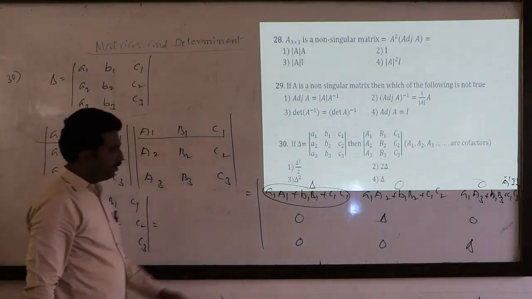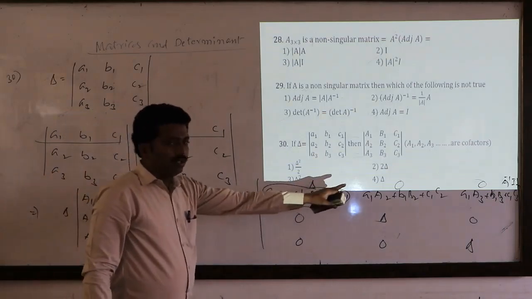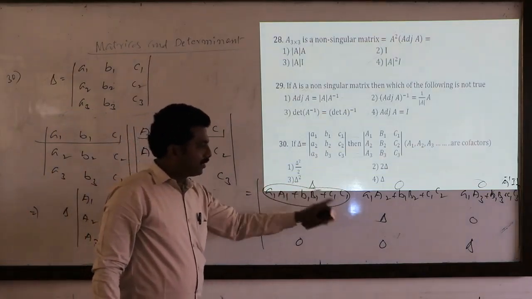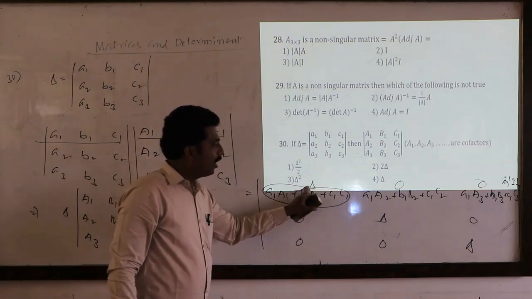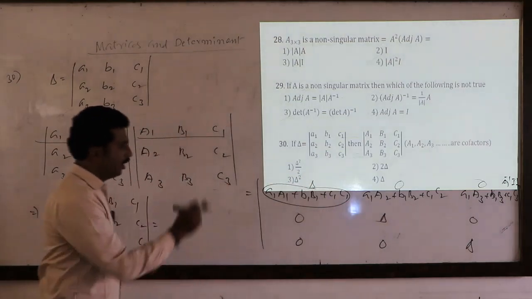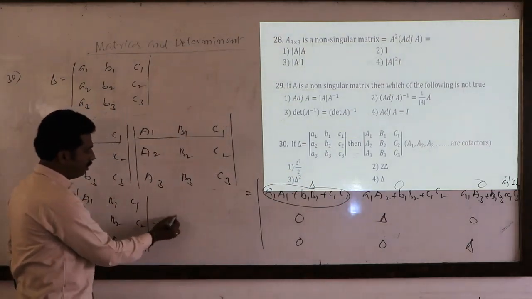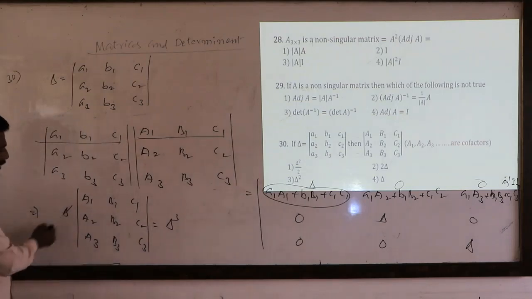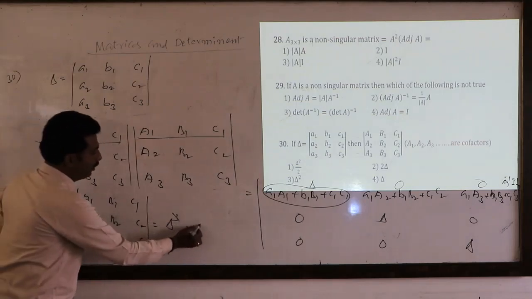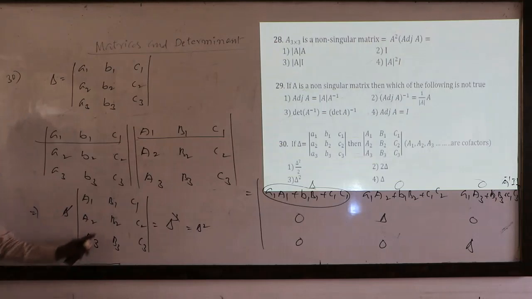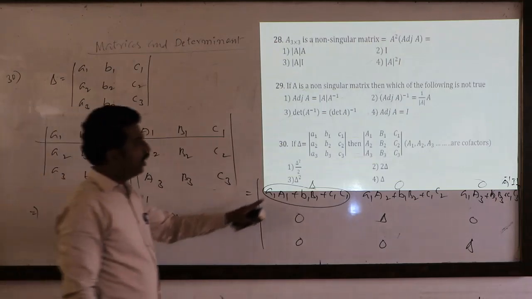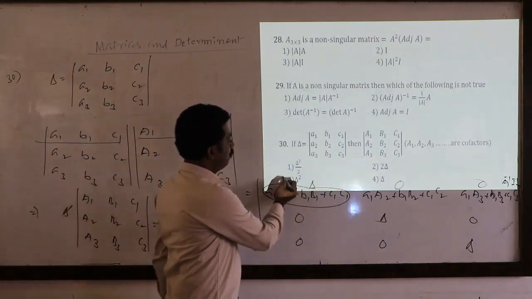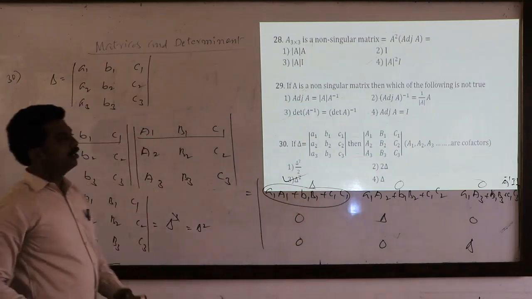So finally, what is this determinant? This is the identity matrix. The determinant of the identity matrix is the product of the principal diagonal elements. So delta, delta, delta means delta cubed. One delta we can cancel, so the remaining is delta square. So this determinant value is delta square we got. So the third option is the correct one.